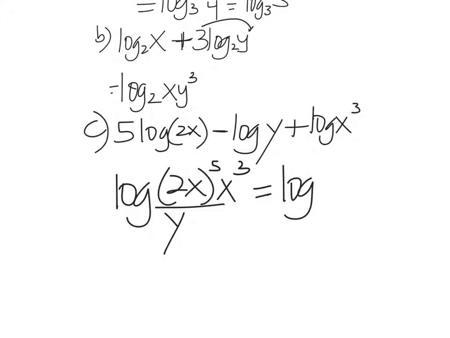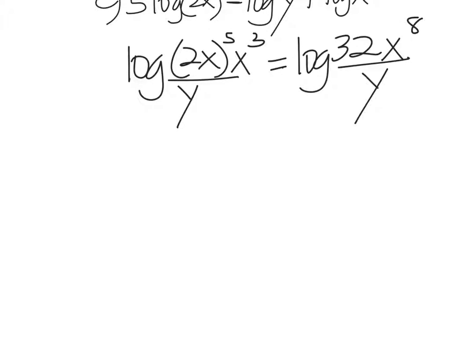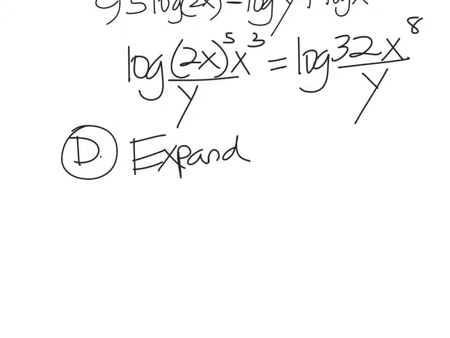Okay, so 2 to the 5th is what? 32. X to the 5th times x cubed is x to the 8th all over y. Good. Okay, last one. Last part. And this one we're going to expand and simplify if possible. So we're expanding for sure, and then we're simplifying if we can.